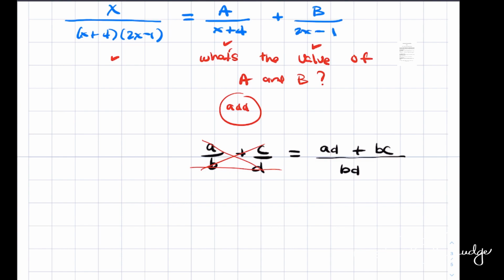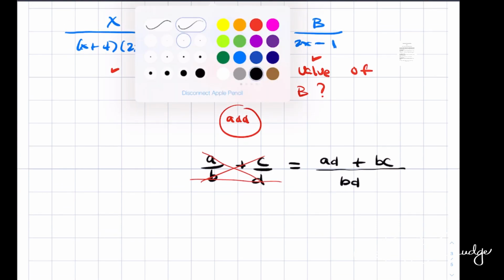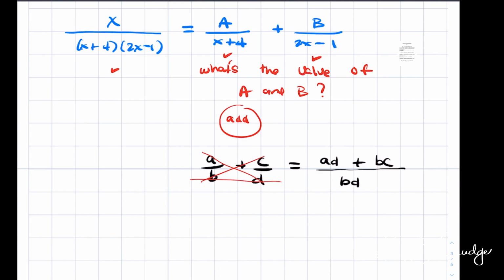So here you go. In our case, what that means is we have A times 2x minus 1. And let me do this here. Let me write it over here. Let me be complete for this first example because you guys should see this.